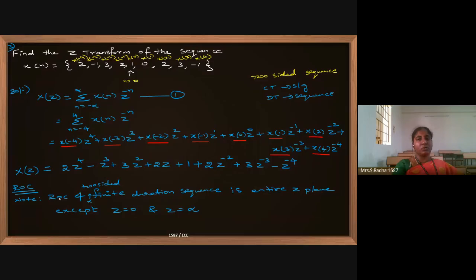Okay, this is about two-sided sequence because two-sided sequences are having both right-handed and left-handed signal. So the given two-sided sequence is having both left-handed sequence and right-handed sequence. Hence, it is the entire Z plane except Z equal to 0 and Z equal to infinite. Okay, so this is about the right-handed, left-handed and two-sided sequence I completed. Now I am going to the properties of ROC.